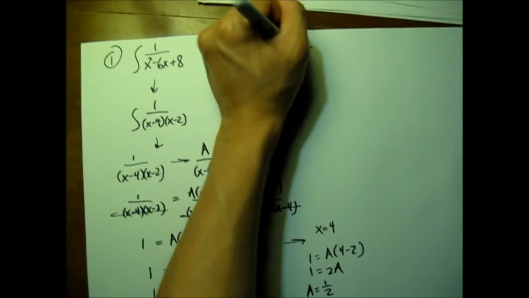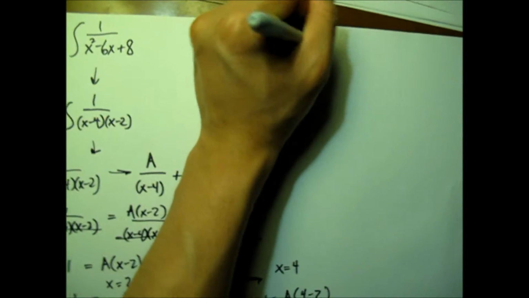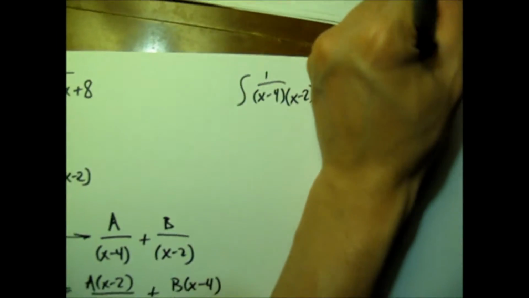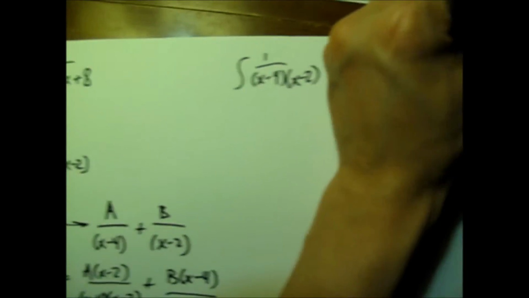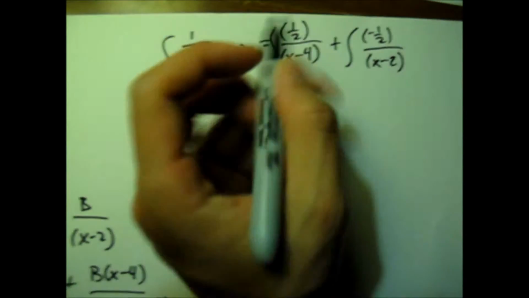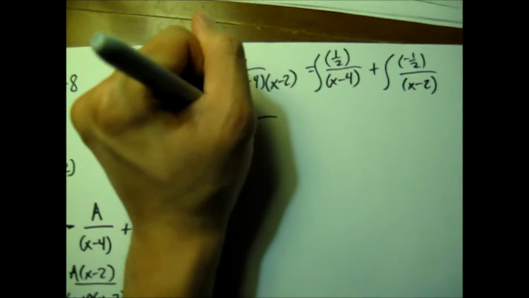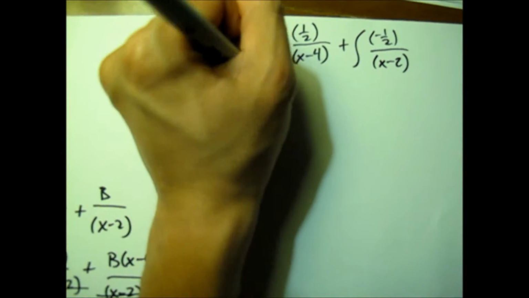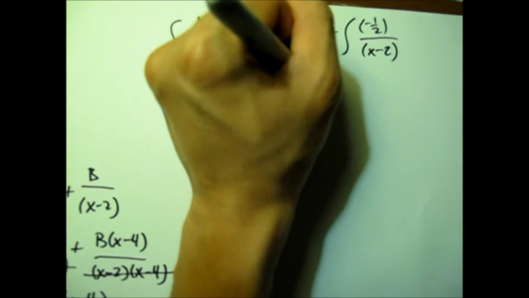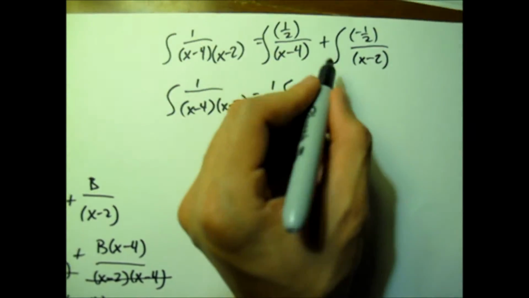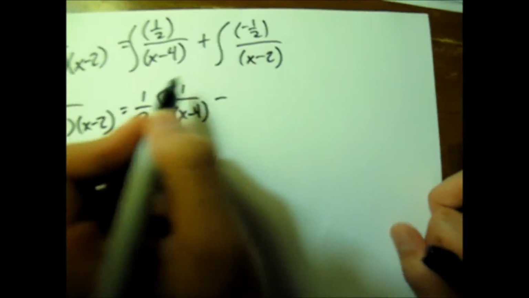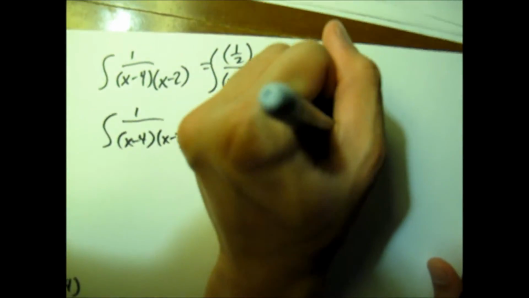The integral of 1 over (x minus 4)(x minus 2) is equal to (1/2) over (x minus 4) plus (negative 1/2) over (x minus 2). Now we can actually take the 1/2 and the negative 1/2 outside of the integral. So what we get is 1/2 the integral of 1 over (x minus 4), minus, really you're doing plus negative 1/2 the integral of that, but we can write that as minus 1/2 the integral of 1 over (x minus 2).